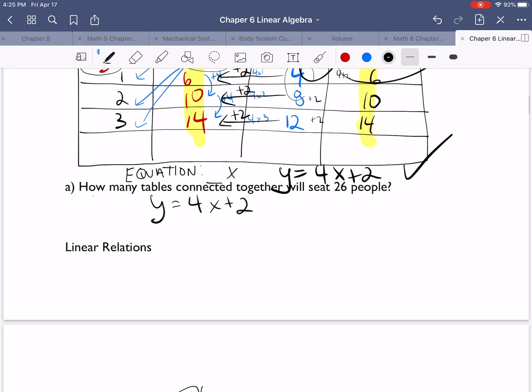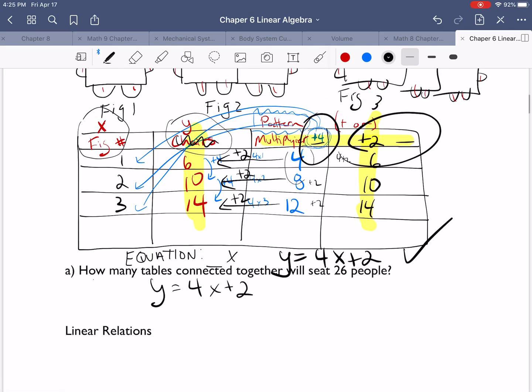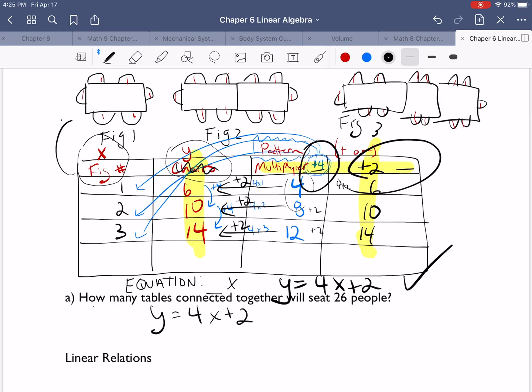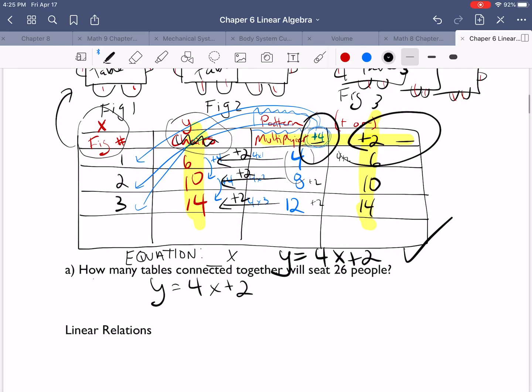Can seat 26 people. Oh yeah, no, we're good to go. Oh, so the figure number, sorry, is the number of tables. So this is table 1. This is table 2. And this is table 3. So how many tables? So actually we're trying to figure out the figure number if it has 26 people or 26 chairs at it.